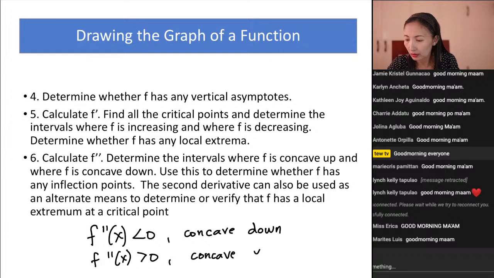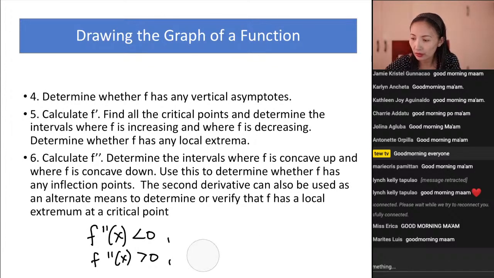Oh, it's reversed. Wait. If it is negative, it's a max. Correct. It's concave down, concave downward. So it's a max. And if it's greater than 0, it's a min. So it would be like this. This is downward, it's a max. And upward, it's a min.